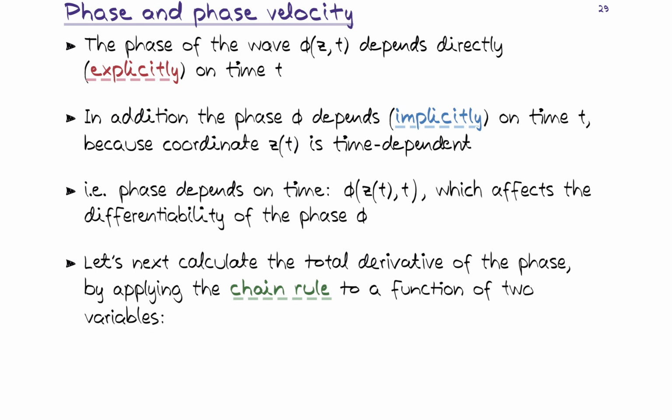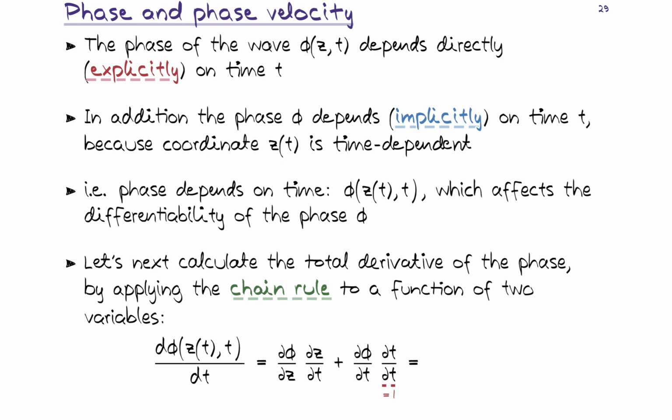So we want to calculate the time derivative of phi, the phase function, and now it depends on two variables, z and t. And z in addition also depends implicitly on time. And we use the chain rule to calculate this. So first we calculate the partial derivative of the phase function with respect to z, and then we calculate the partial derivative of z with respect to time. And then plus we apply the chain rule, we also calculate the partial derivative of the phase function phi with respect to time, and then the partial derivative of time with respect to time. And this of course is equal to 1, so nothing strange there.